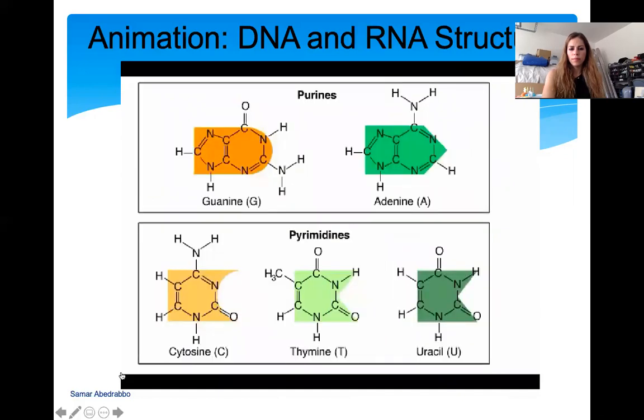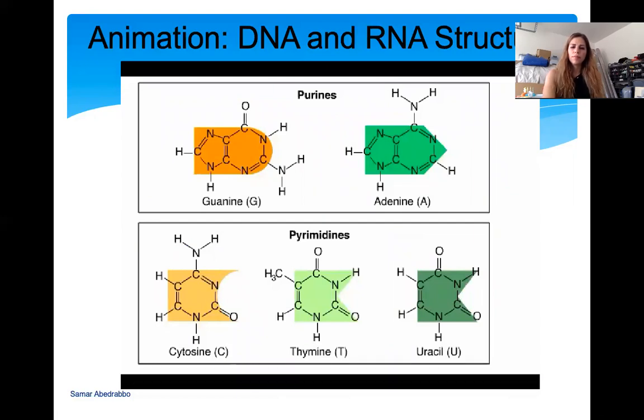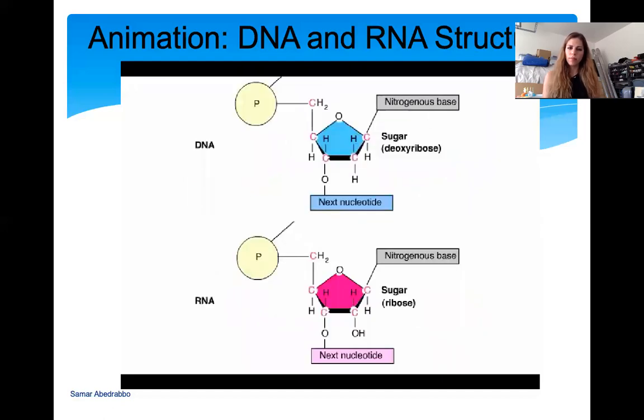The nitrogenous bases guanine and adenine each have 2 linked rings of atoms. They are called purines. Cytosine, thymine, and uracil each have a single ring, and these 3 bases are called pyrimidines. For convenience, the carbon atoms in a nucleotide's sugar are numbered, beginning with the carbon atom bonded to the nitrogenous base, moving around the ring, and up to the carbon that is bonded to the phosphate group.